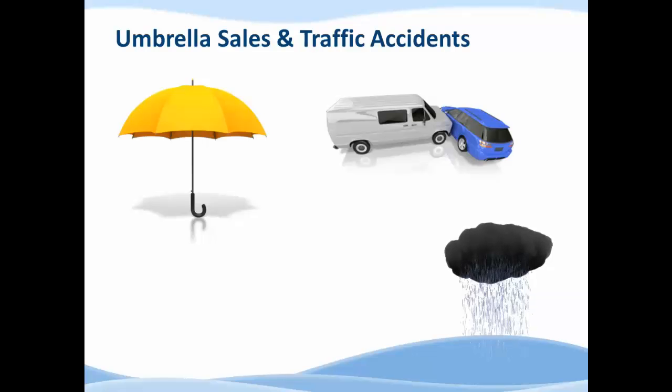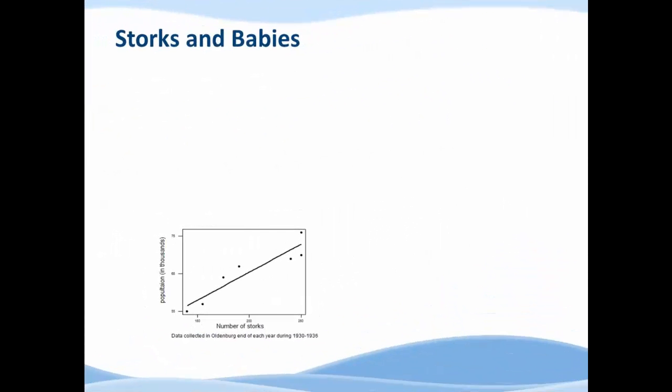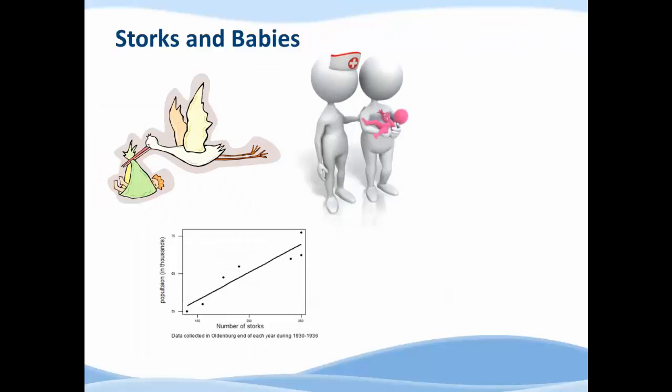Perhaps the most classic example of this occurred back in the 1930s in the town of Oldenburg, when the number of storks observed was highly correlated to the number of babies born. Oddly, the storks were not bringing the babies. As it turns out, the babies were causing the storks.